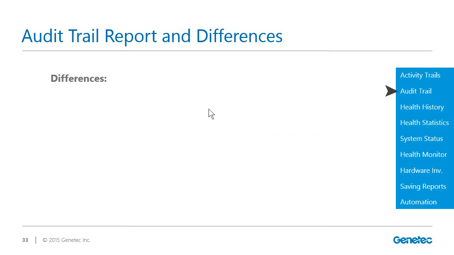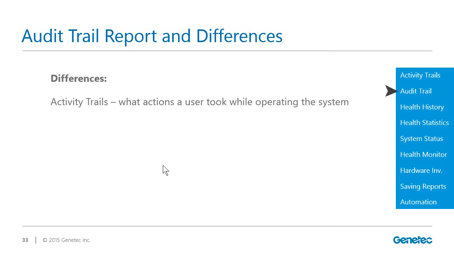Now before we move on, I just want to touch on a few key difference points between the activities and audit trail reports. To put it very simply, the activity trail report is showing you what actions a user took in operating the system, and the audit trail report shows what changes were made on entities on the system. We're looking at daily operations versus system configuration. If you want to see what a user was doing while operating the system, you would use the activity report. If you want to see what a user changed on the system in terms of entity configuration, you would use the Audit Trails report.